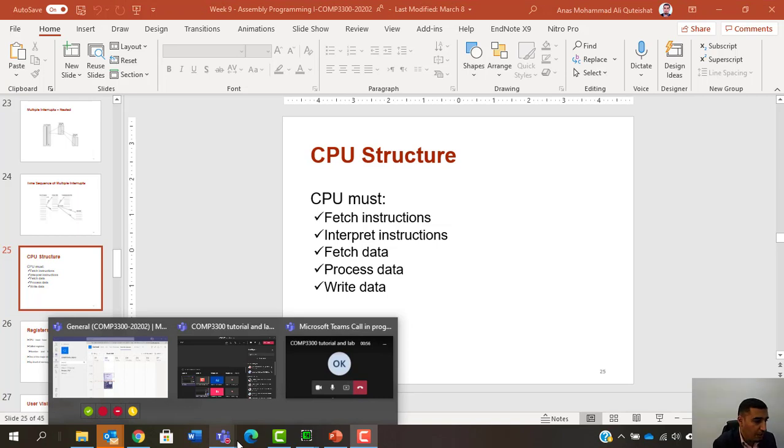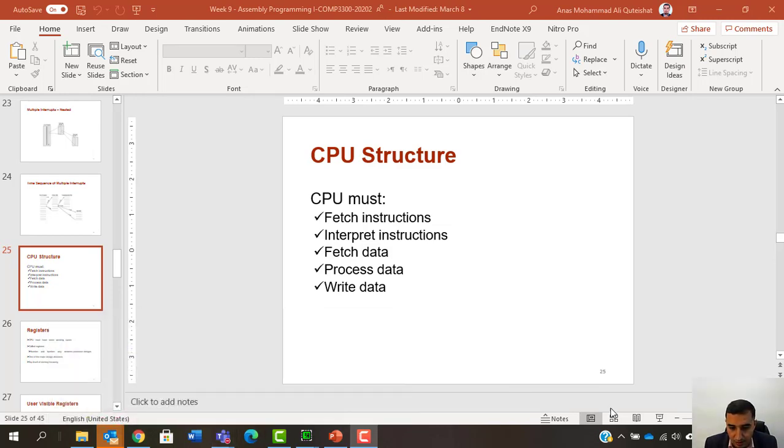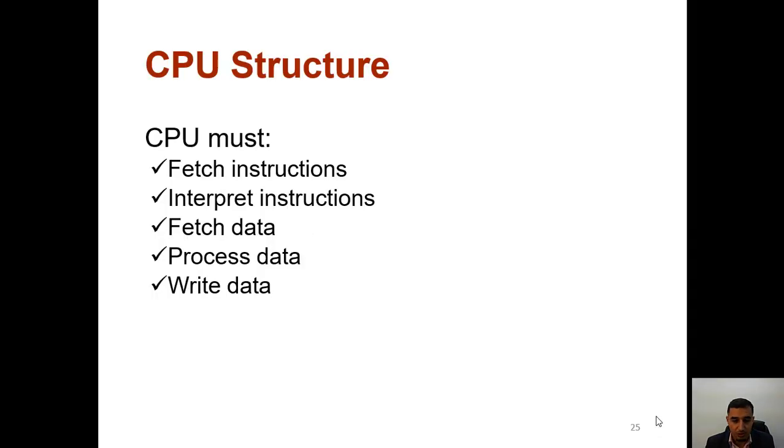Okay, so we'll continue talking about the CPU structure, and as you already know, the CPU must do the following operations, which are fetch the instructions, interpret the instructions, which is the decoding part, fetch the data or the operands, and finally it needs to process the data and write the result into some sort of memory or register.